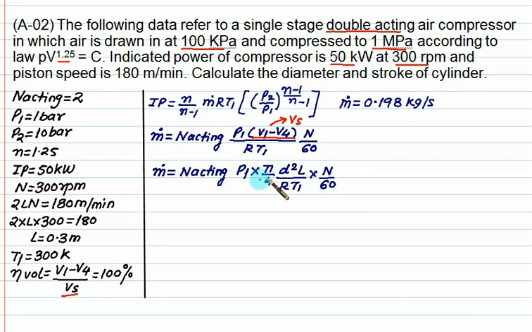So in equation 1 and equation 3, that is IP and m dot, we are using the same T1, that is why it gets cancelled. So we can solve for this and we can get diameter equals 0.26.